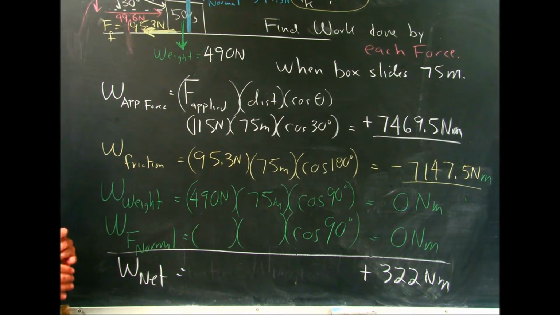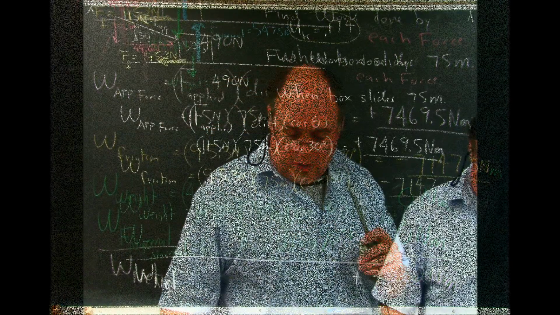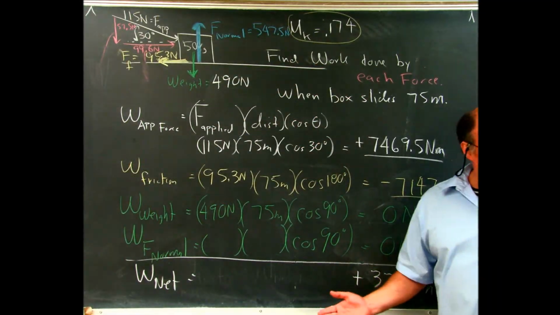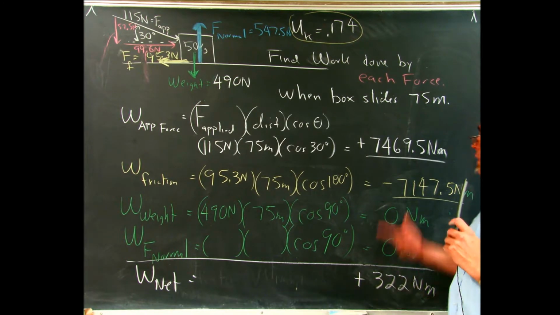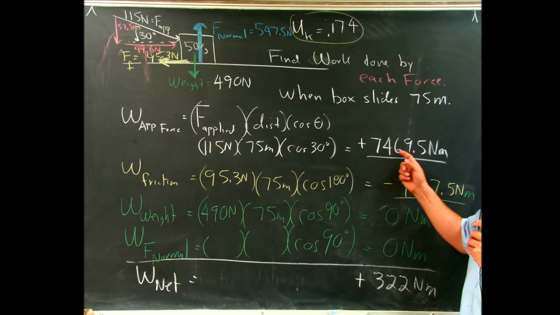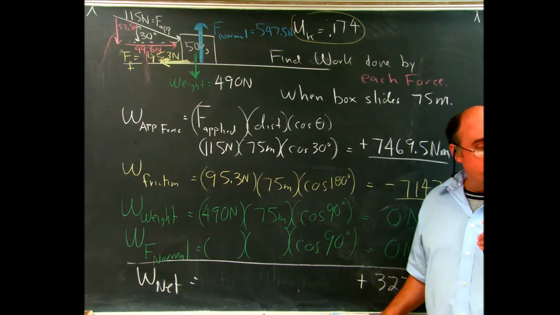Okay, you may think that that's terrible, and I would agree with you. That doesn't seem too good at all. So what I just did on my calculator, I just tried to see how bad this was. If I took the number 322 and I divided it by 7,469.5, I come up with about 4.3%.